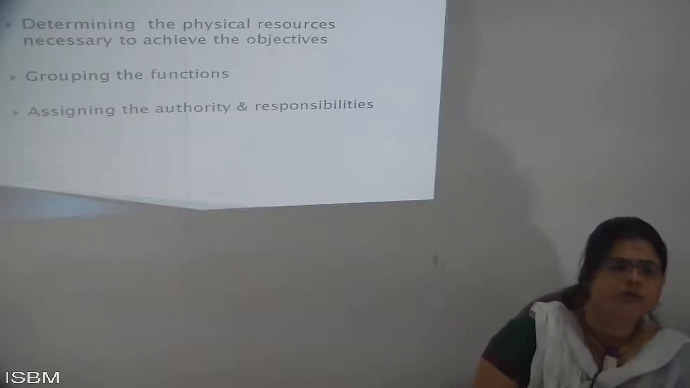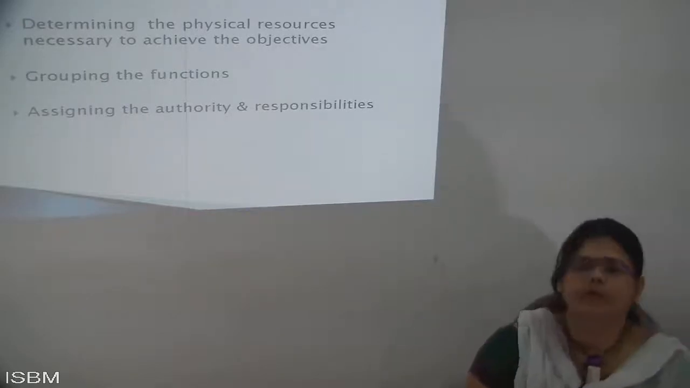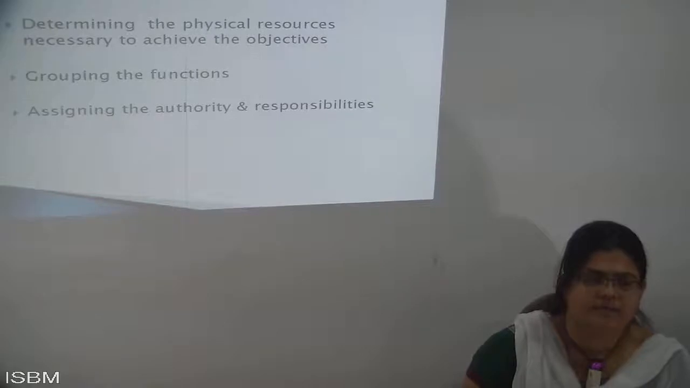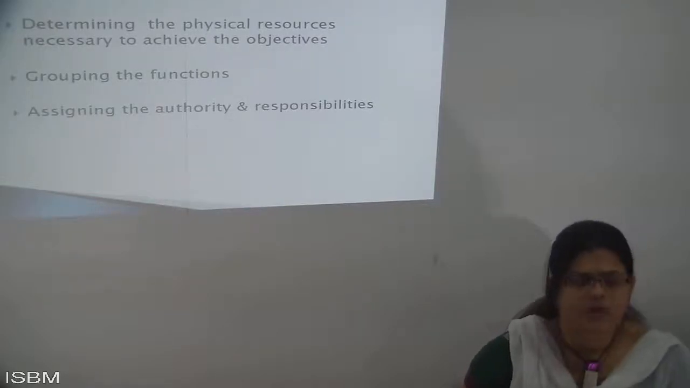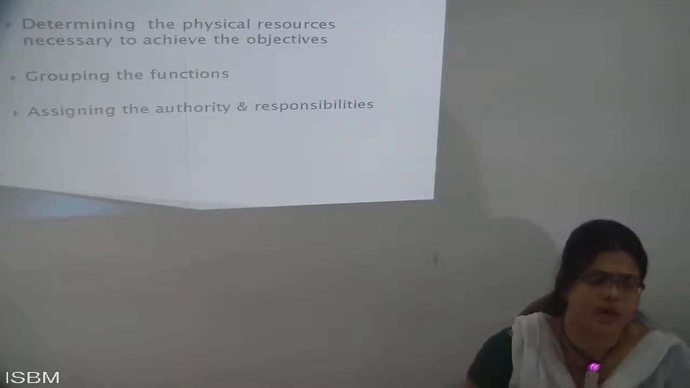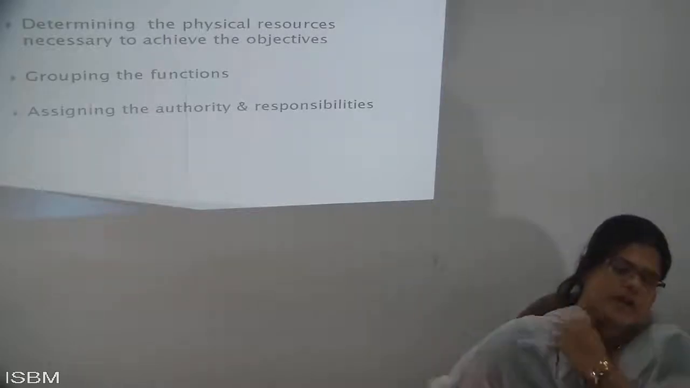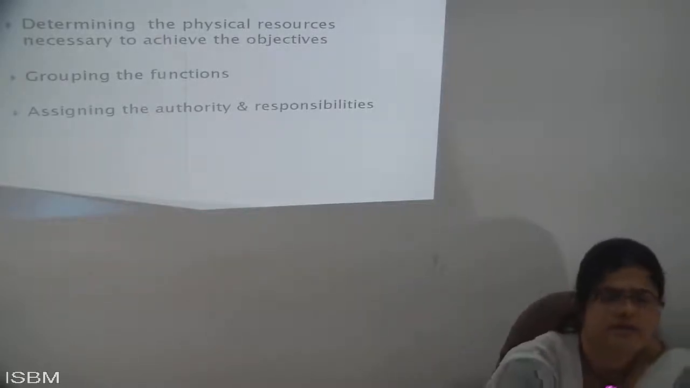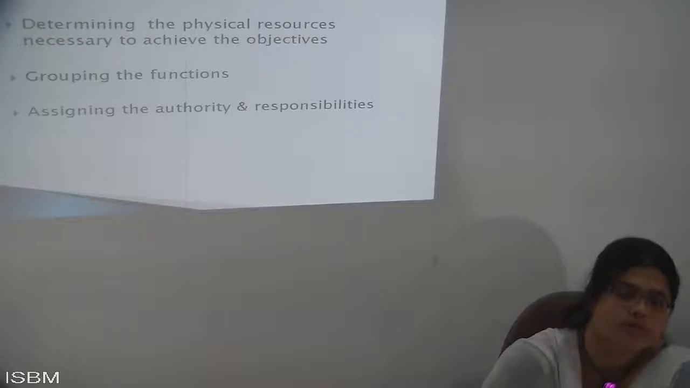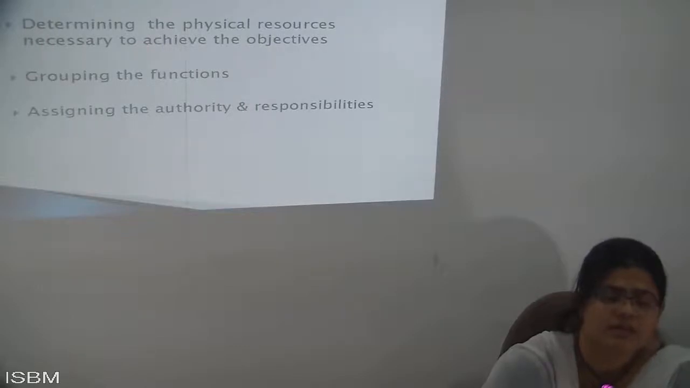Then afterwards, whatever the authorities and responsibilities are, they should be assigned. As we learned with the internal and external, the internal and external should get their own responsibilities and their own authorities. Because with responsibility and authority, they will work in the proper manner, and the work will be completed in the correct direction.